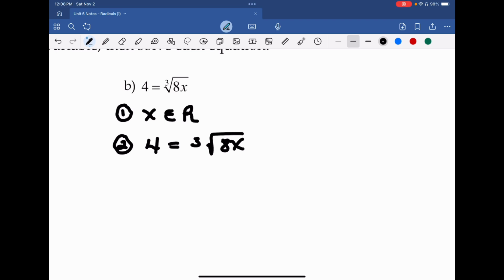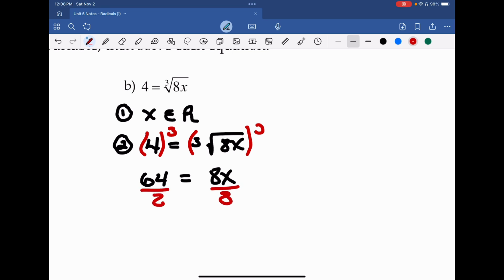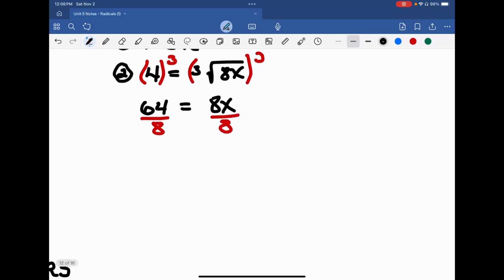I'm then going to raise everything to the third power in order to eliminate the cube root. 4 raised to the power of 3 is 64. 64 is equal to 8x. I'm then going to divide both sides by the 8 to get rid of the 8 here. And therefore, this is going to end up giving me that x is equal to 8.